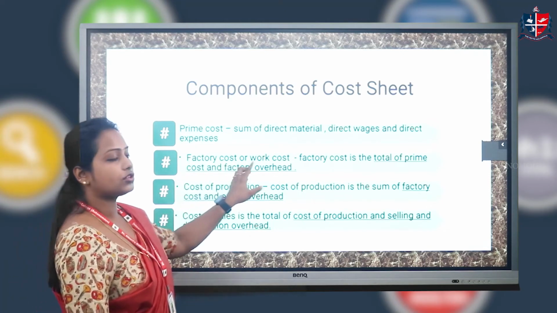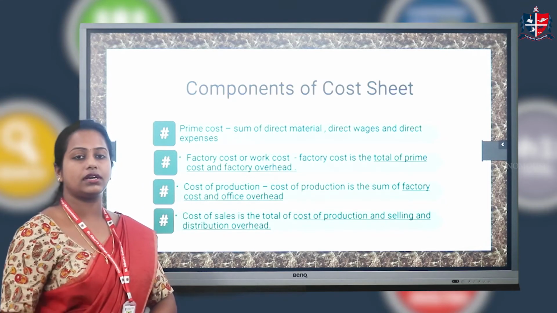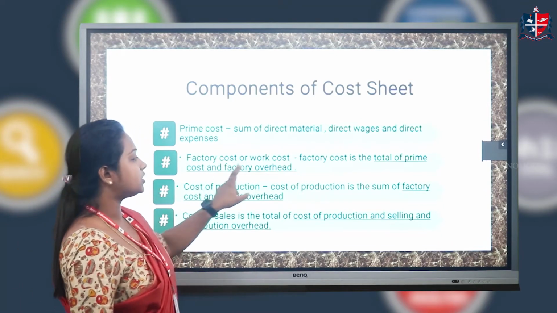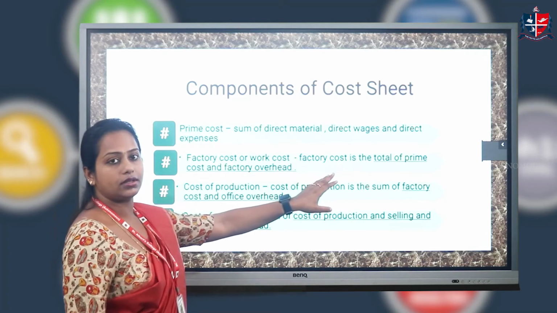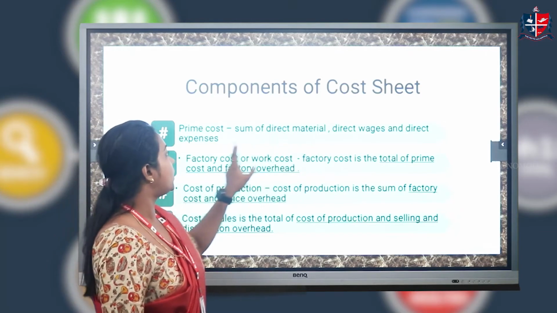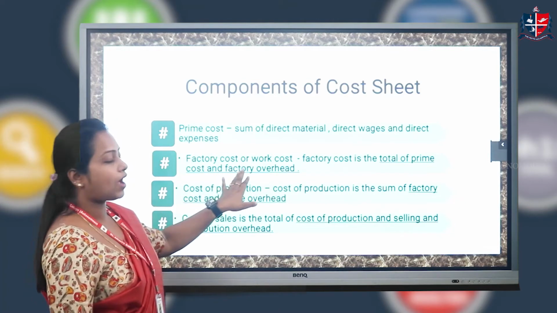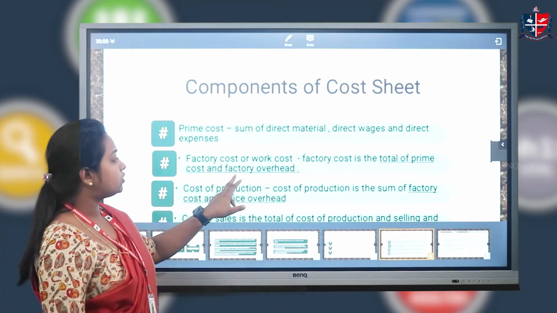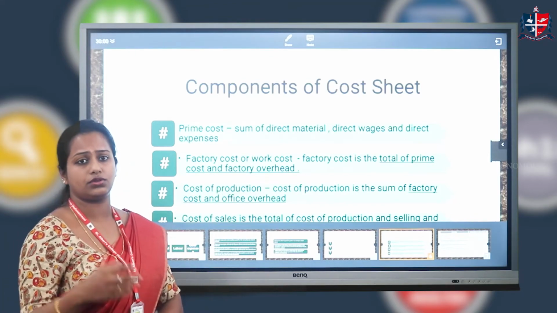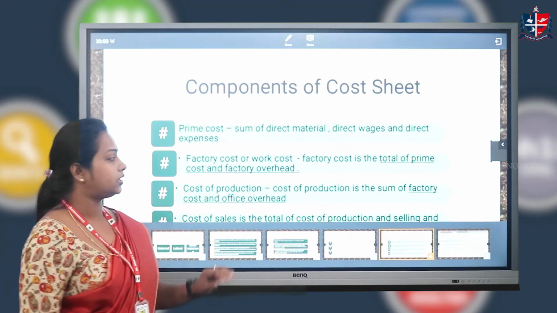Then there is the factory cost, or the works cost. Factory cost means the factory-related expenses, all of which come under the factory overheads. The factory cost is the total of prime cost and factory overheads. When we add the prime cost we have already got, that is direct material, direct wage, and direct expense, along with the factory overhead, we get the factory cost. Factory overheads are the expenses related to the factory, for example plant and machinery, and all these things come under the factory overheads.